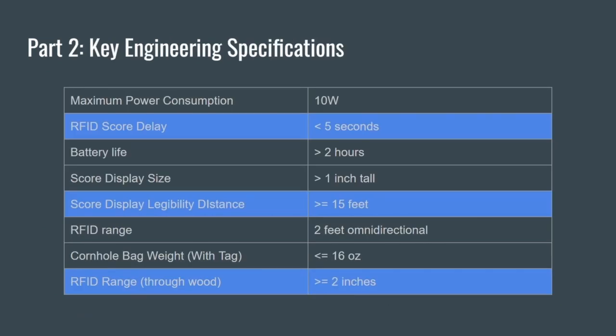The 3 key engineering specifications that we chose to focus on for our midterm demo are the RFID score delay being less than 5 seconds, the score display legibility distance being greater than or equal to 15 feet, and the RFID range through wood being greater than or equal to 2 inches.